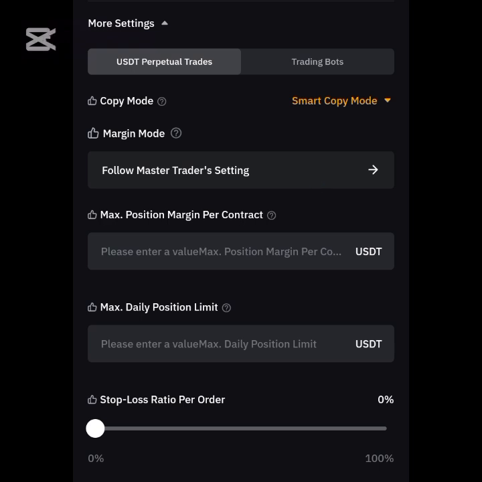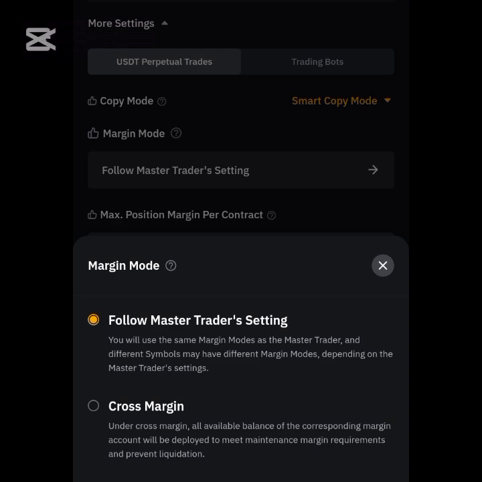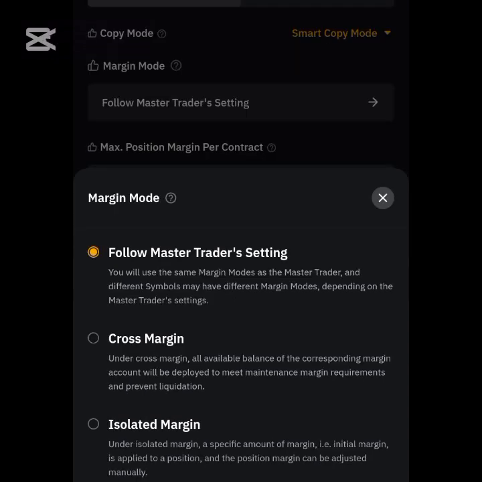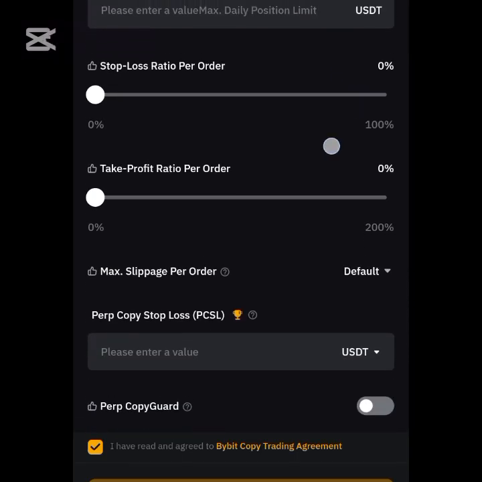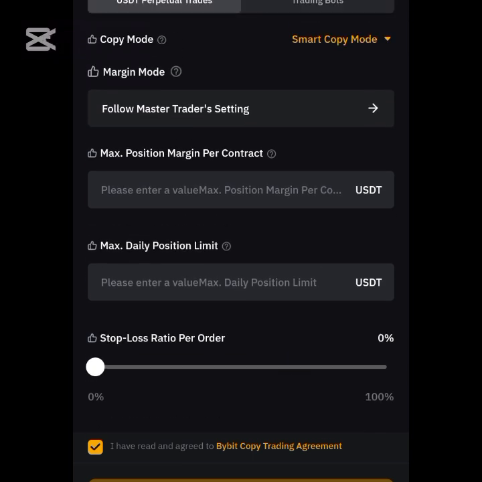So let me not overwhelm you. Let me break this down bit by bit. First things first, select here, click this follow master trader settings, then isolated margin. Under isolated margin, a specific amount of margin, initial margin, is applied to a position, and the position margin can be adjusted manually. So once you select isolated margin, then you can see max position margin per contract.